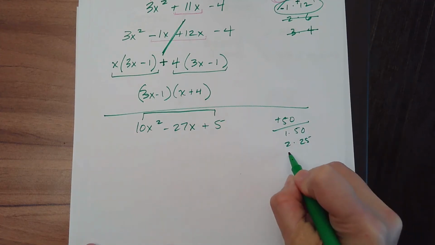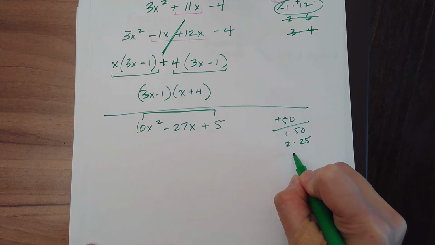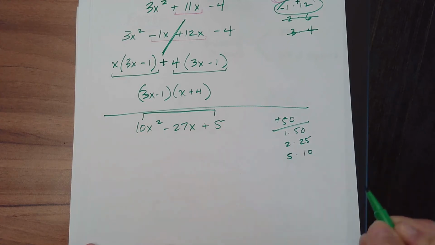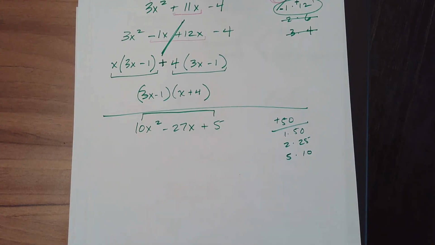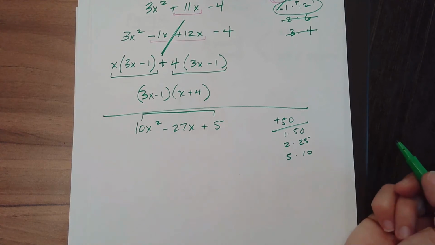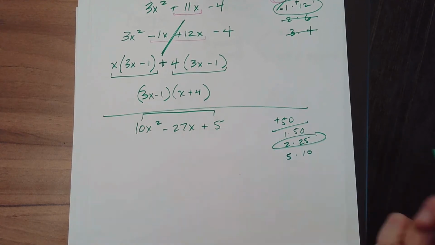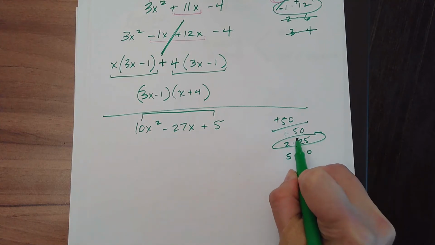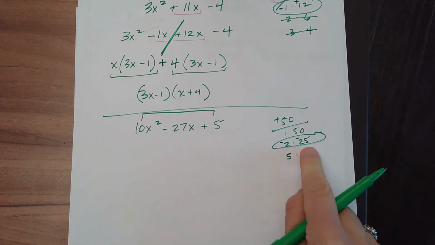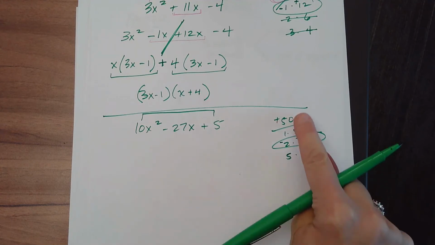2 and 25, 3 doesn't work, 4 doesn't work, 5 and 10 works, 6 doesn't work, 7 doesn't work, 8 doesn't work, 9 doesn't work, 10. Okay, so those are the factors of 50. Which ones would add or subtract to give me 27? Well, it's pretty obvious, right? Those two. So in order to get negative 27, I would need this to be negative and this to be negative, because they would add to negative 27 and multiply to 50.